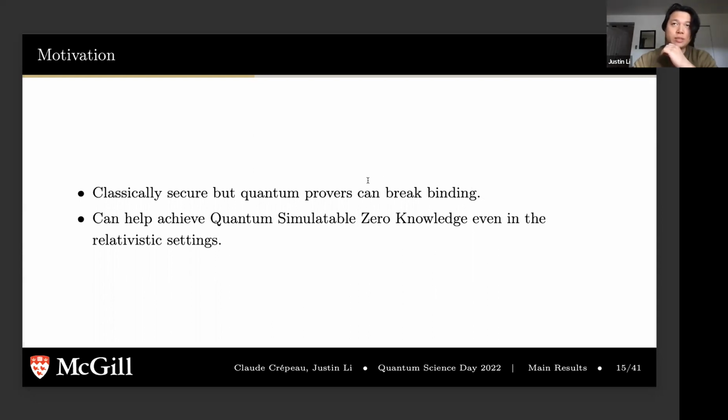And one of the motivating reasons why we do this is for zero knowledge, because bit commitment scheme is a building block for building more complex cryptographic protocols such as zero knowledge. And usually for simulating zero knowledge, it is the verifier that simulates the global transcript of the entire protocol. But with this quantum breakable bit commitment scheme, the individual players can actually simulate their own input and output and achieve what's called quantum simulatable zero knowledge, even in the relativistic settings, where each player has to talk with one verifier next to each other.